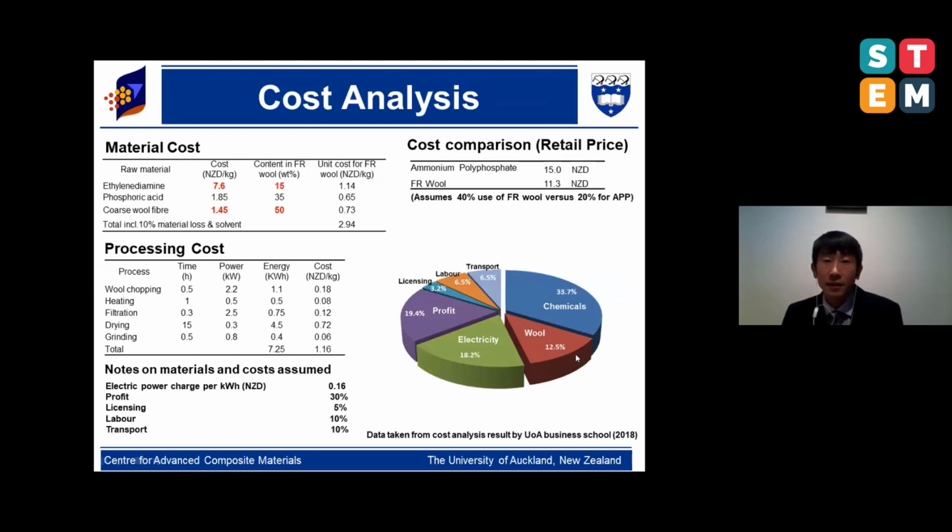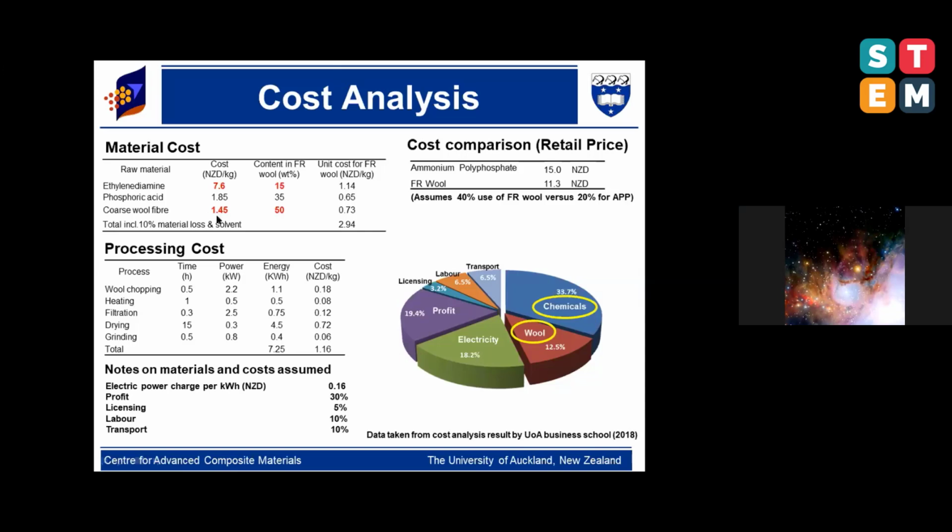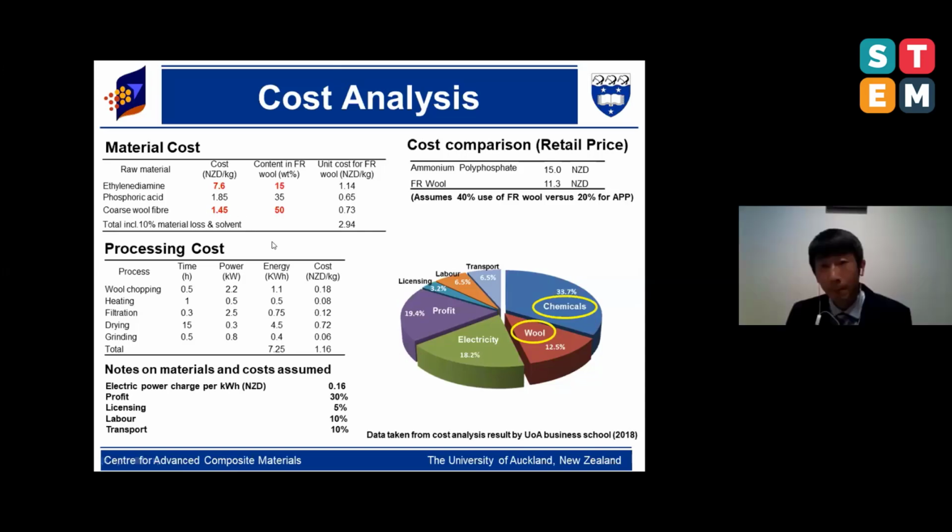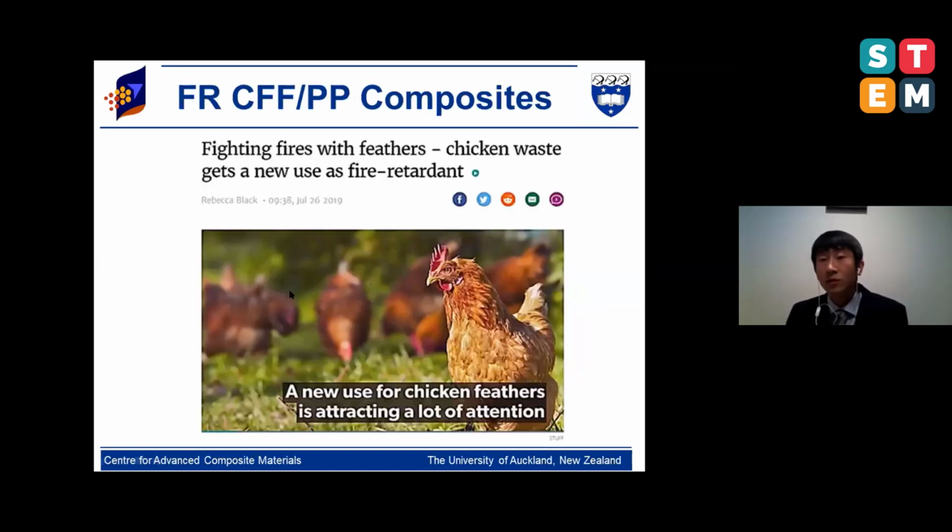So in this context, we performed the cost analysis. After the cost analysis, we found that we achieved low cost compared to ammonium polyphosphate. However, there was some room for improvement because the price of the ethylene diamine and the wool fiber was quite expensive. So for the cost reduction, we chose chicken feather.